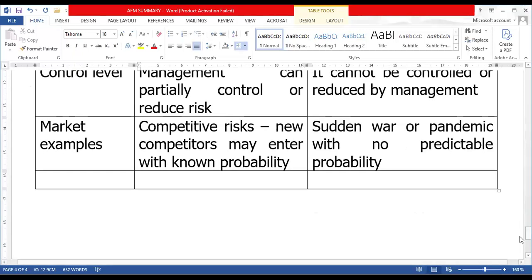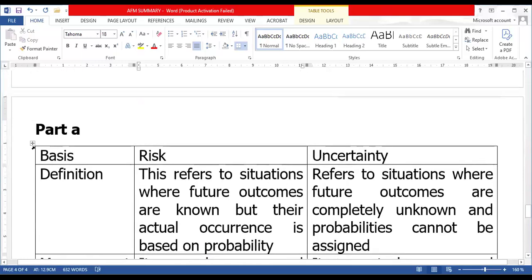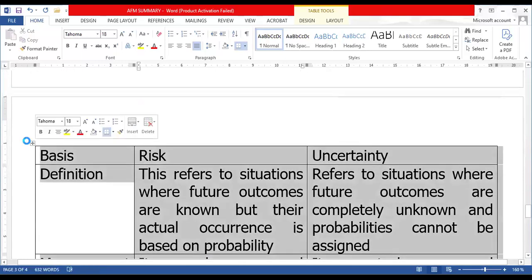Now, how can you reduce risk? You can decide to insure; you get the insurance policy. But when it comes to uncertainty, it cannot be insured. Political changes may not be insured. I don't want to waste time here, but you will put in more points.